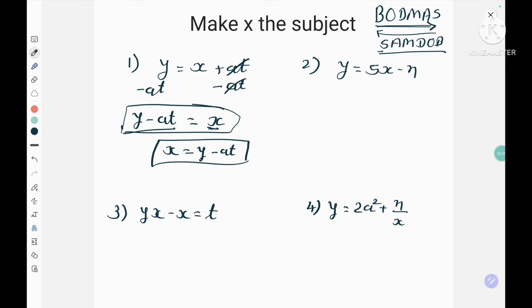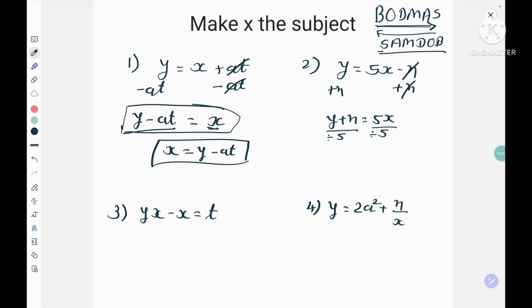In that case we have to do subtraction first. So n is subtracted from the x, that's why we first get rid of this n. The opposite of minus is plus n, on both sides. Okay. So y plus n equals 5x, and minus n and plus n cancel down. Now we have to get rid of this 5, and 5 is multiplied with the x, right? As you know, the multiplication sign is invisible. So I am going to divide both sides by 5.